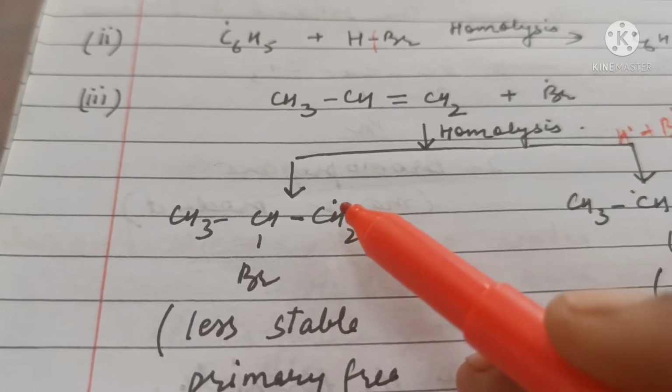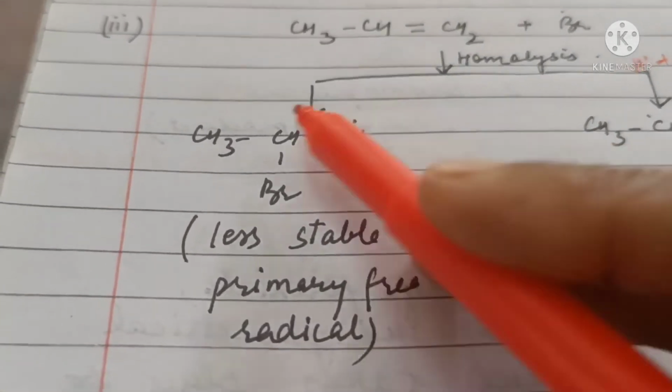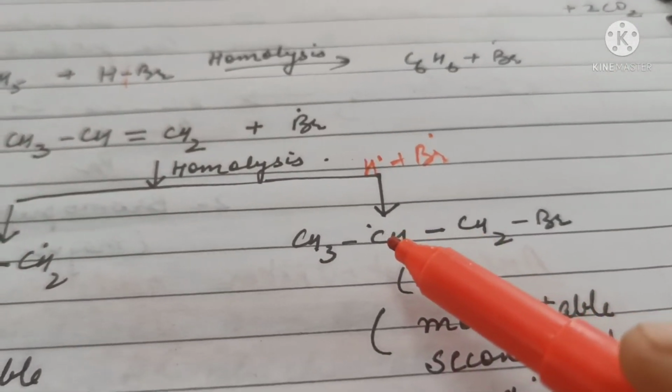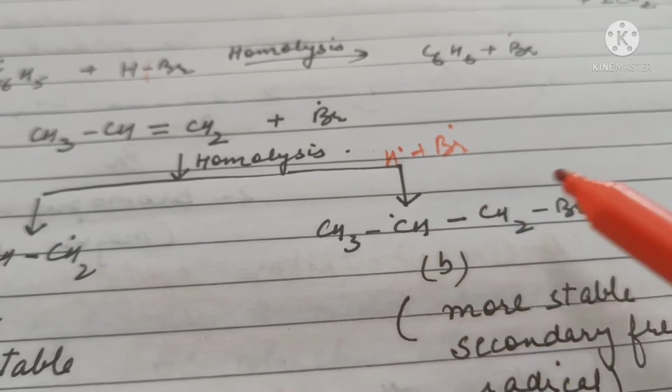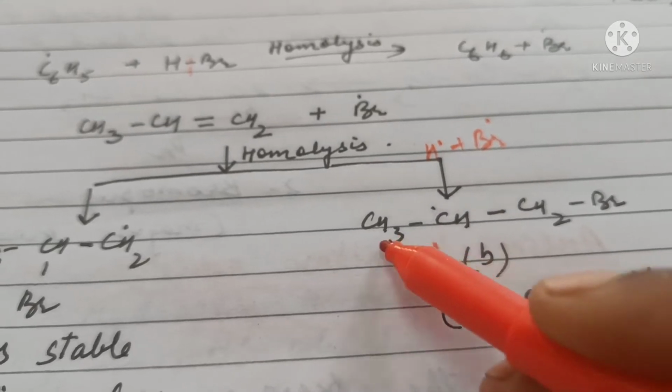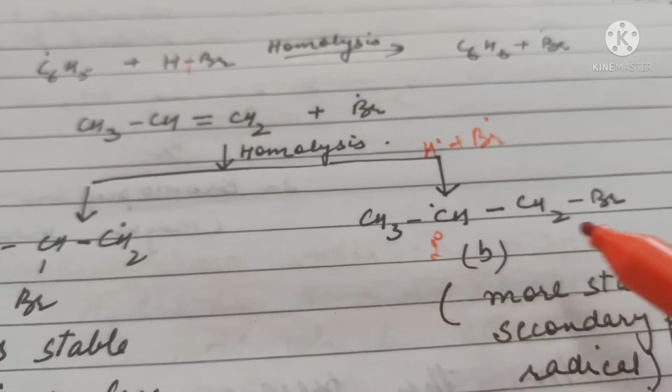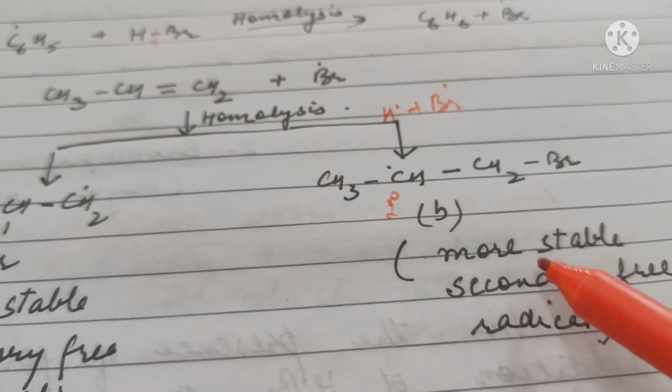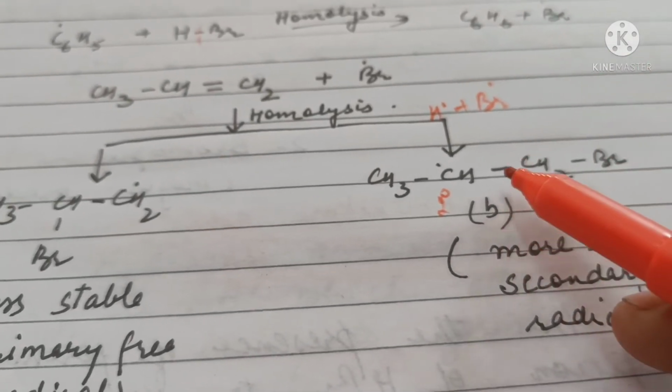If it's left on this position, it will form a primary free radical. If it is left on this position, it will form a secondary free radical. The carbon here is attached to two other carbons, so it is secondary. Now, secondary free radical is more stable, so this will be formed in greater amounts.